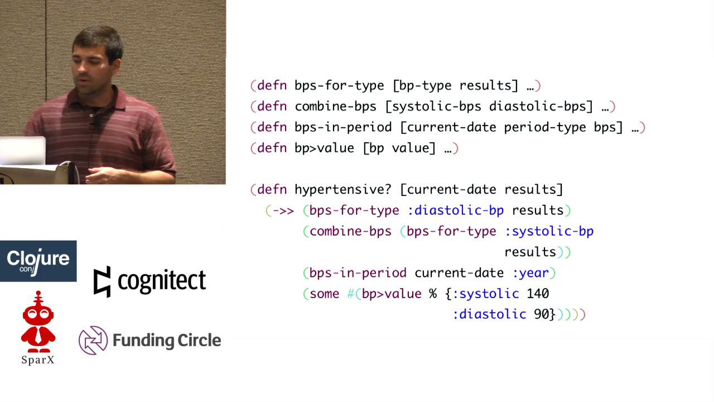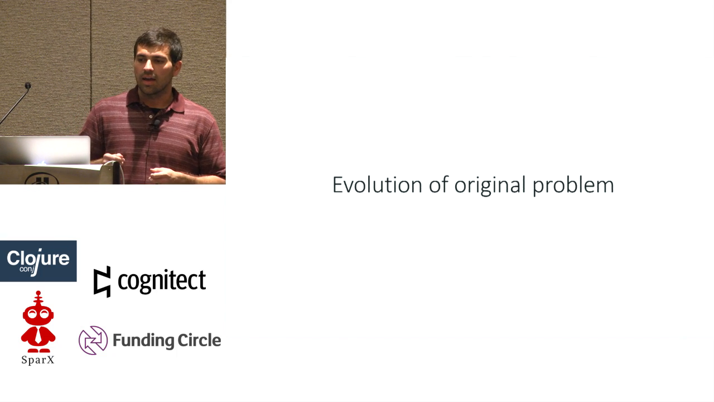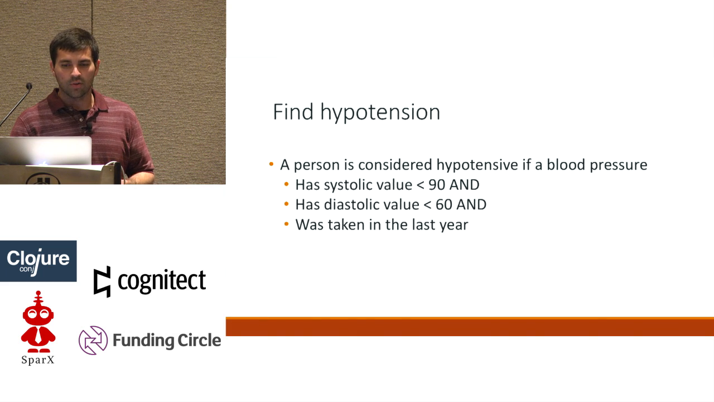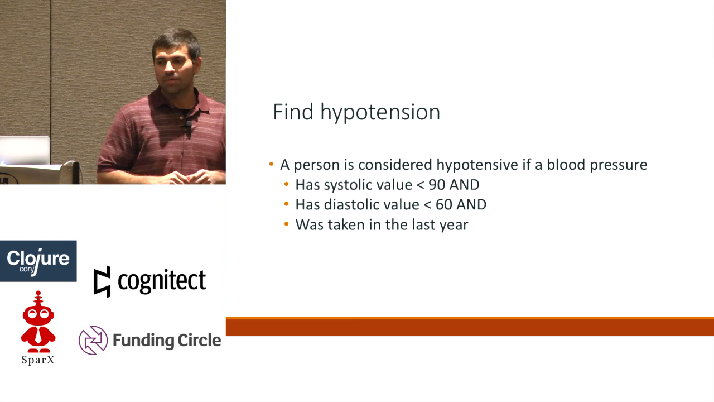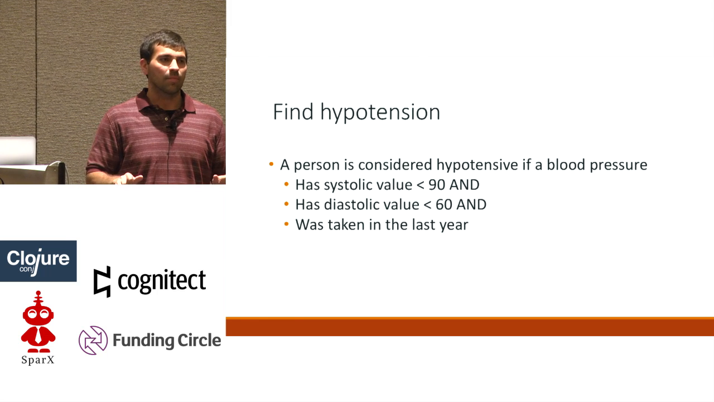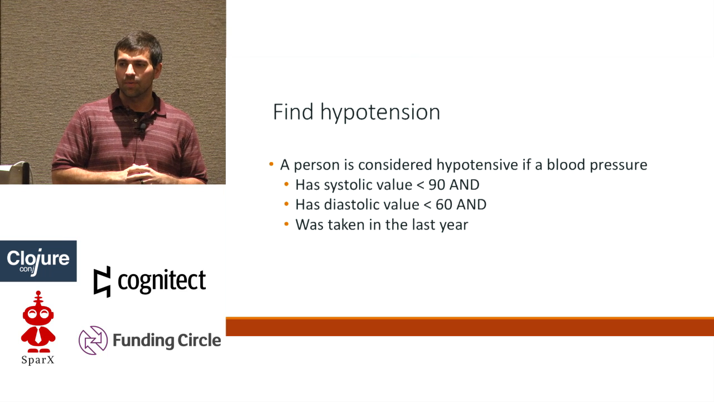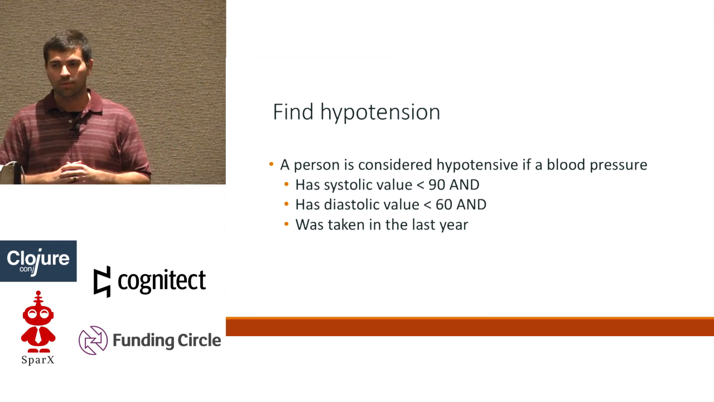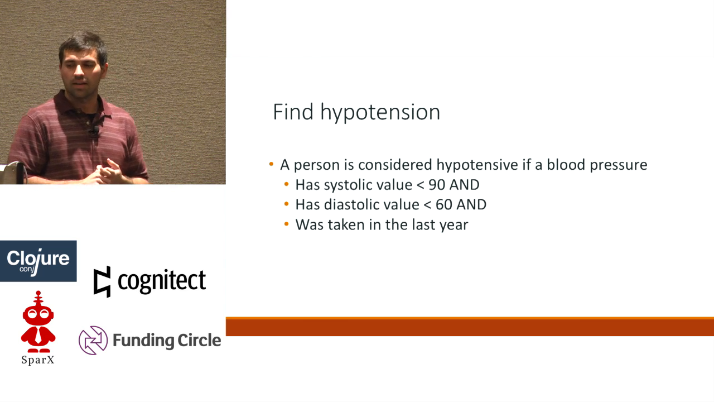So I want to look at a couple of ways to extend the original problem, and I'm calling that evolving the original problem, and see how that affects what we have so far. So let's look at finding hypotension, which is sort of confusing because it's almost the same word, but it means low blood pressure. We still want to find hypertension, but we also want to look at hypotension at the same time, because we want to know either way which one a person might be. So the rule is they're hypotensive if they have a blood pressure with systolic value less than 90, diastolic value less than 60, and it was taken in the last year.